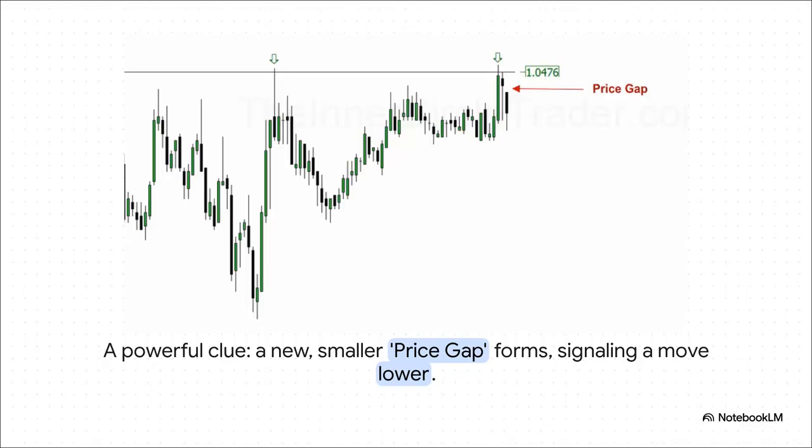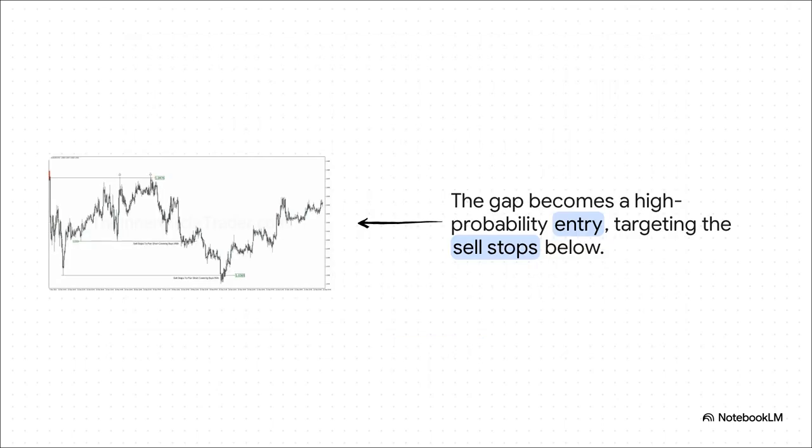All right, here's where you need to pay really close attention. This is a subtle but incredibly powerful clue. After price fills that big void and retests that 1.0476 level, look very closely at what happens next. A brand new, much smaller imbalance, what ICT calls a price gap, shows up right between those candles. This is the market tipping its hand again, basically signaling, hey, that original selling pressure, it's back. And that little gap becomes our high probability entry point for a short trade.